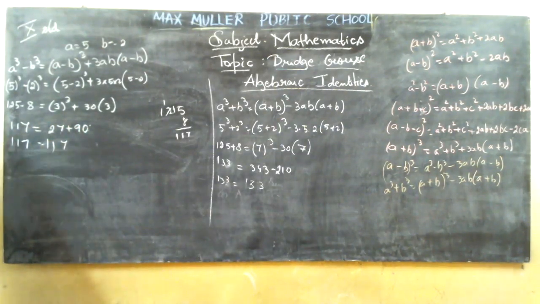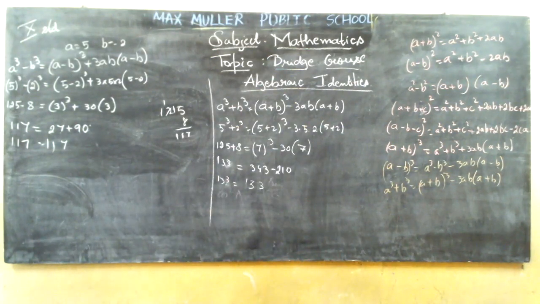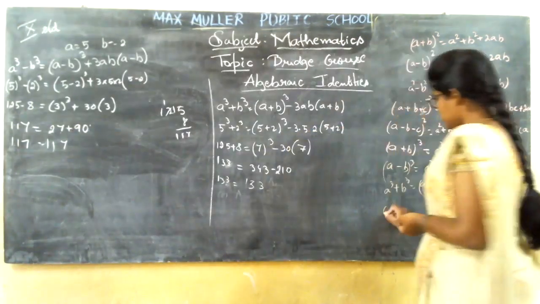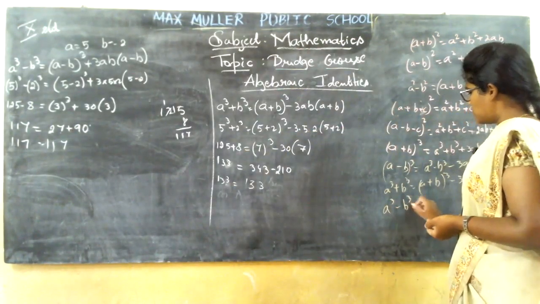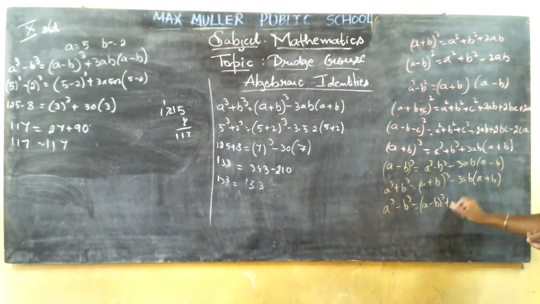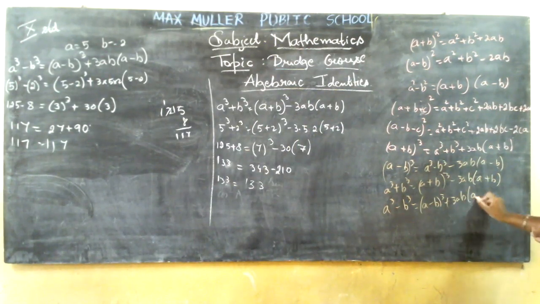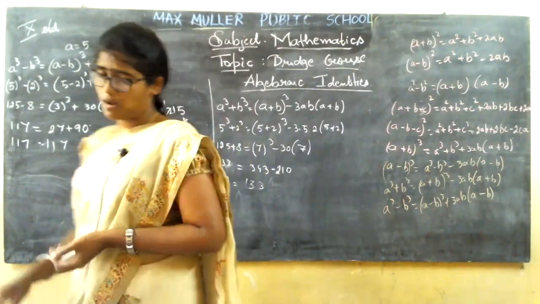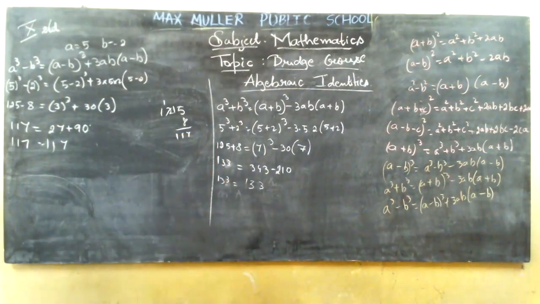So you have the formula, that is a cube minus b cube is equal to a minus b the whole cube plus 3ab into a minus b. So let me write it in the chart. So what is the formula? The second formula you learnt is a cube minus b cube, which is equal to a minus b the whole cube plus 3ab into a minus b. Now you are going to use this cube formula for three terms with the c. You are going to use it for c.